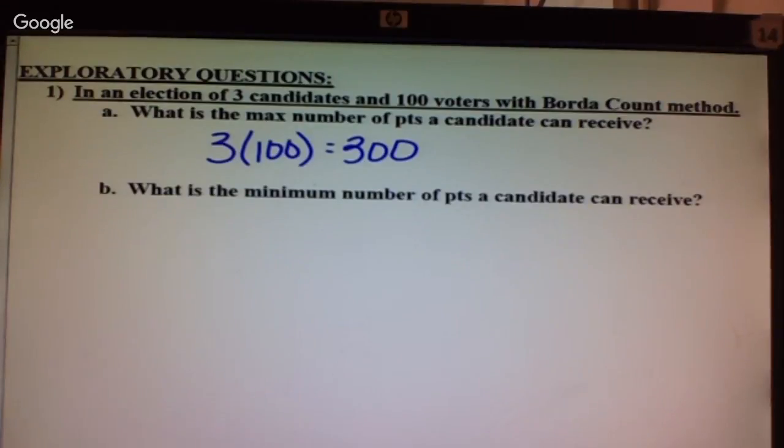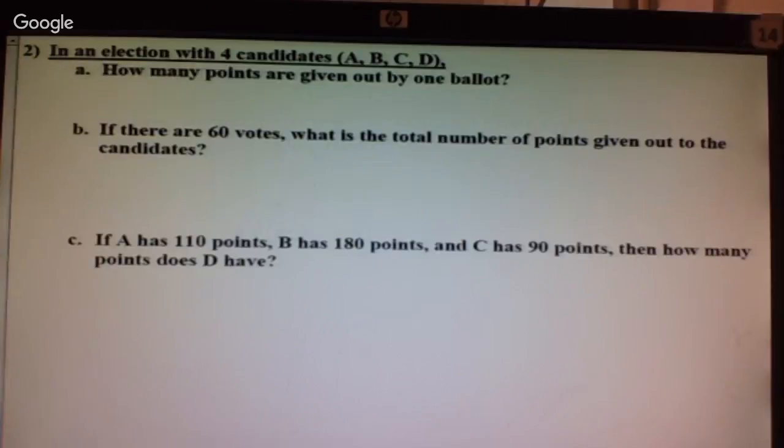Okay. So if my max is 300, because I get 3 points for being in first place, what's the minimum amount I can have? 100. You only get 1 point for being in last place. And again, you still have 100 votes. So you can never receive any less than 100 points. You can never receive any more than 300 points. It's not possible. Otherwise, question? Almost finished, friends.